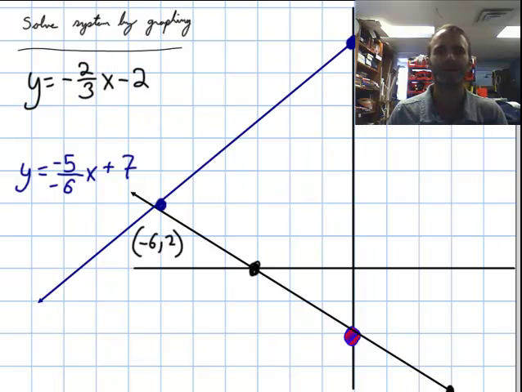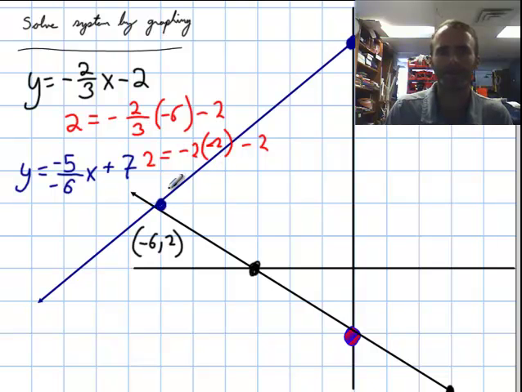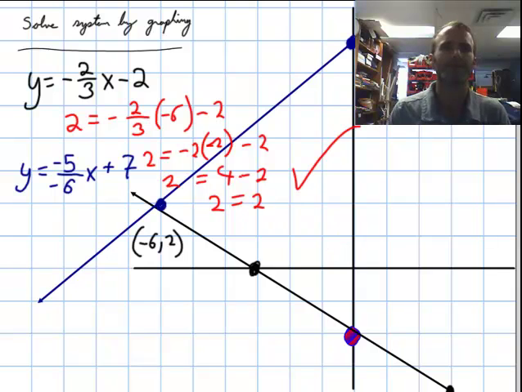So now we're on the last step of checking. So let's see. If y is 2, well, let's try negative 2/3 times my x, which is negative 6, minus 2. So that gives me 2 is equal to, well, 3 into negative 6 goes negative 2 times. So we have negative 2 times negative 2 minus 2. That's positive 4, so that's 2 is equal to 4 minus 2, which checks out. 2 is equal to 2. So we get a big check.